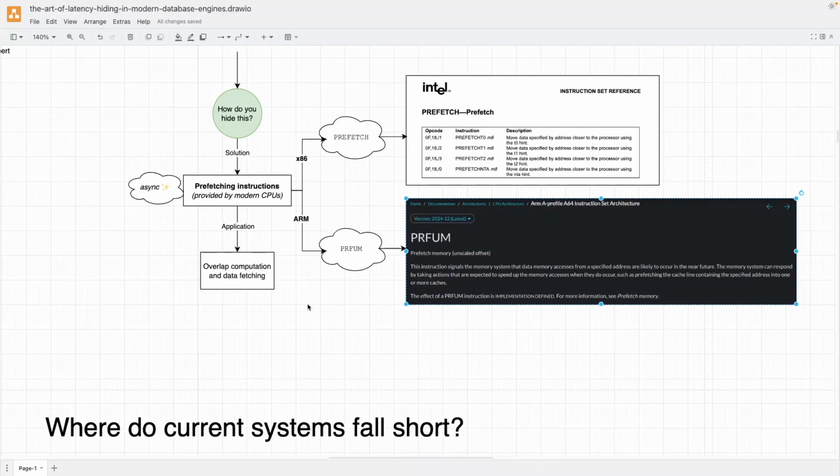So I'll quickly pause here for a couple of seconds if anyone has any questions about what we have discussed till now about the prefetching approach, and then we'll move on to the deficiencies of current systems.